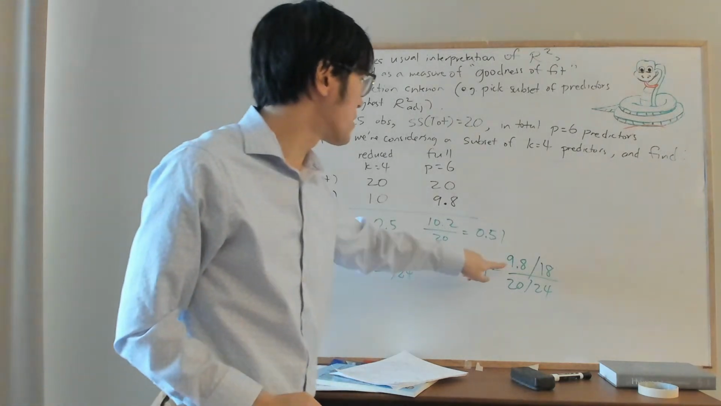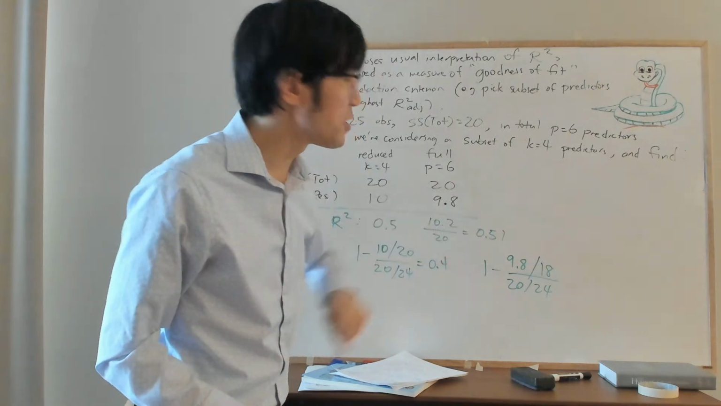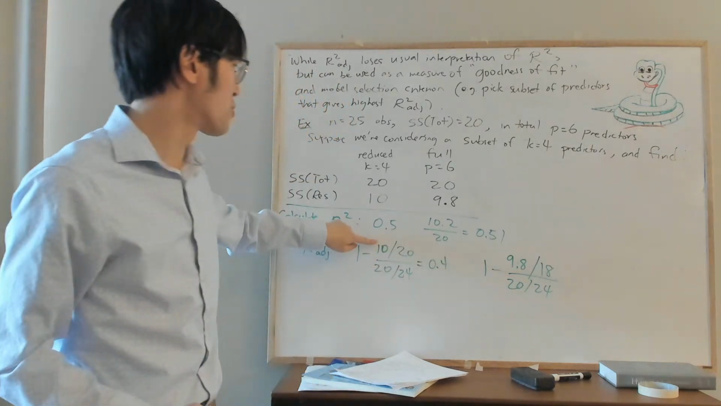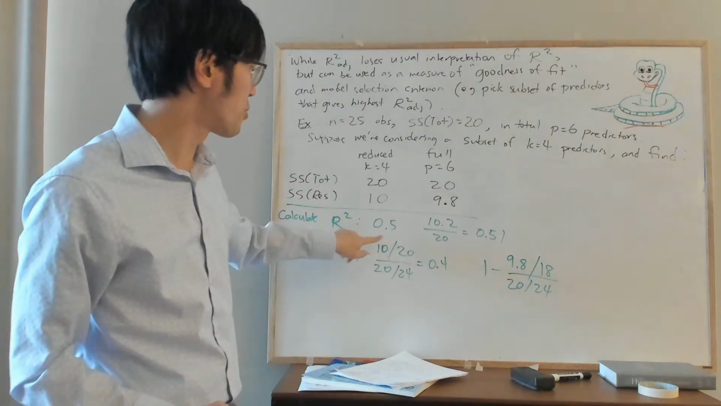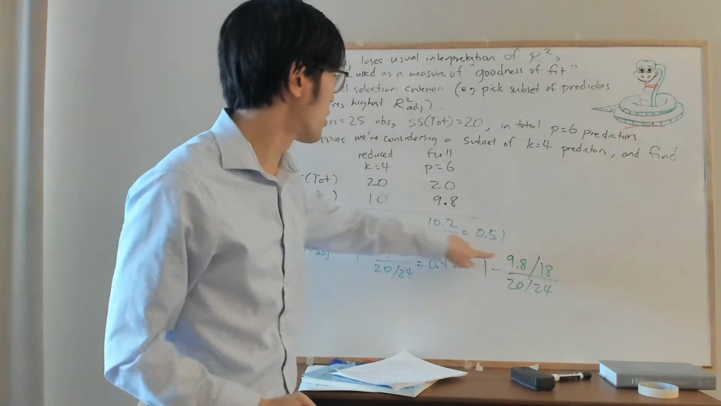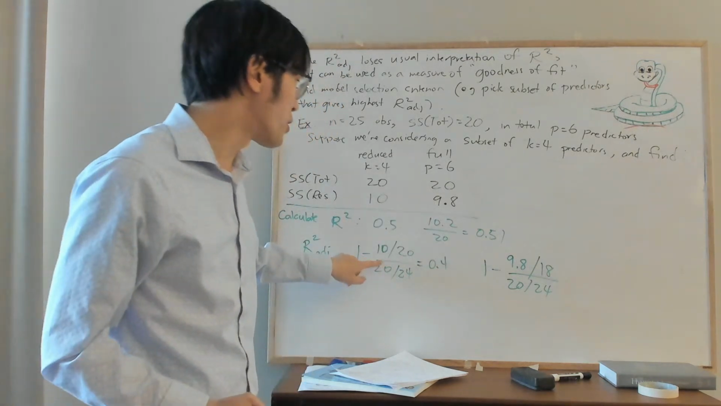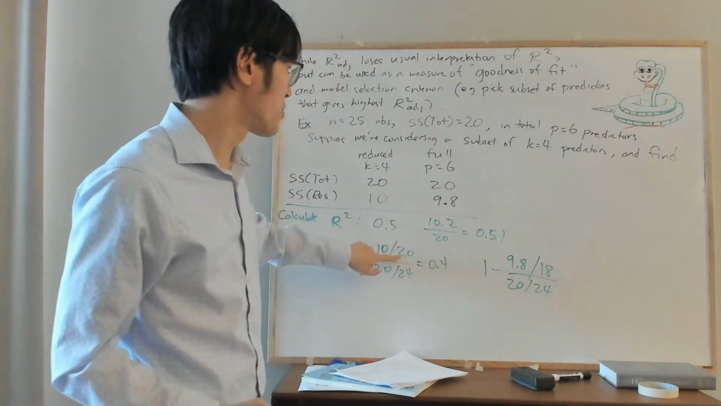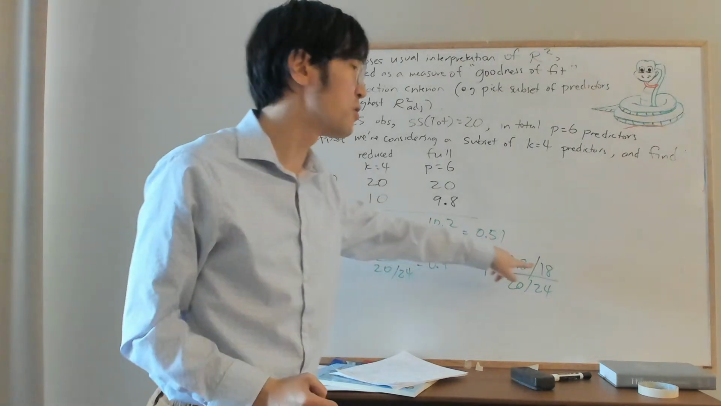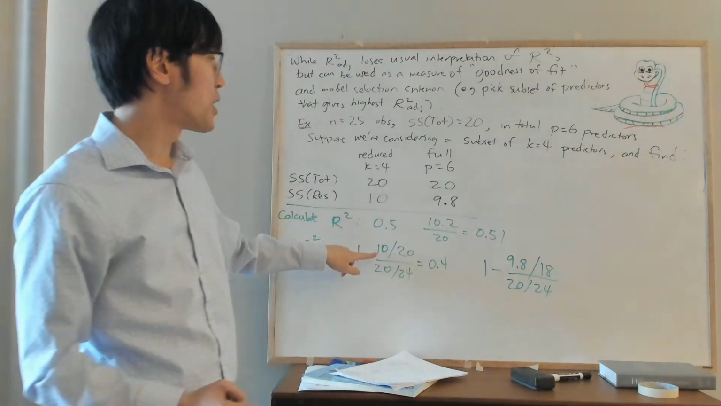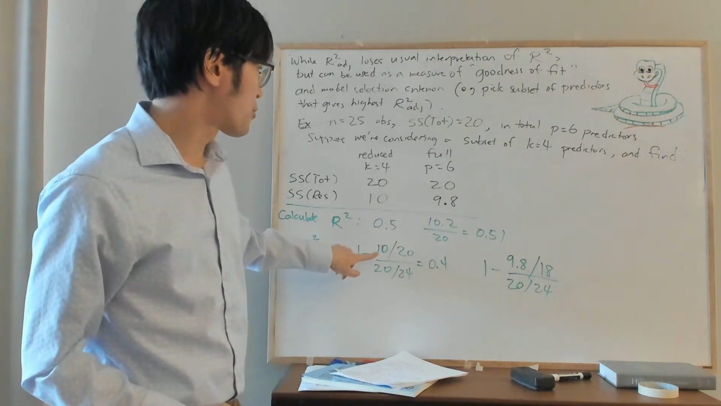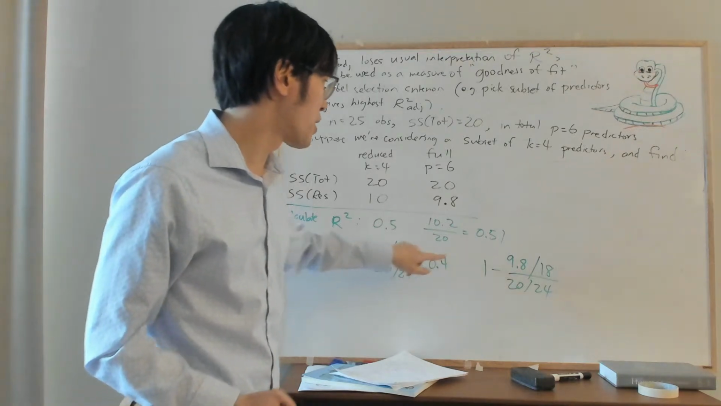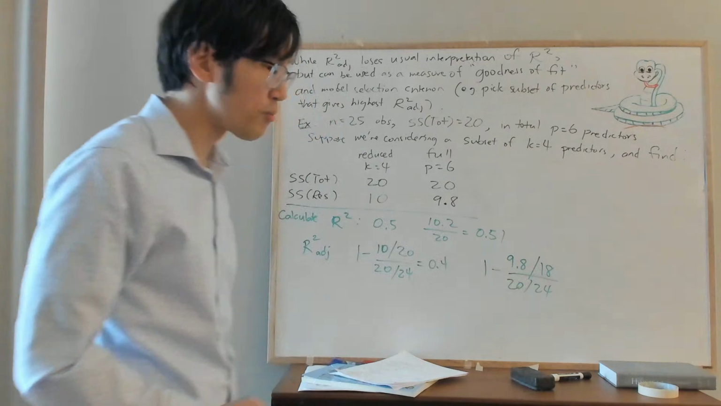Now it's clearer to see, now that we're dealing with actual numbers, that this numerator is going to be larger than this one. And why is that? Well, because the 10 went down to 9.8, which is a very small decrease, like a 2% decrease. But then the residual degrees of freedom went down from 20 to 18. So this penalizes the fact that the sum of squares residual only had a small decrease, but the residual degrees of freedom actually had a larger decrease of 10%.